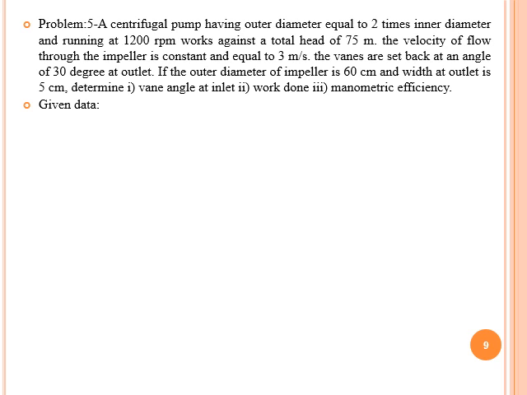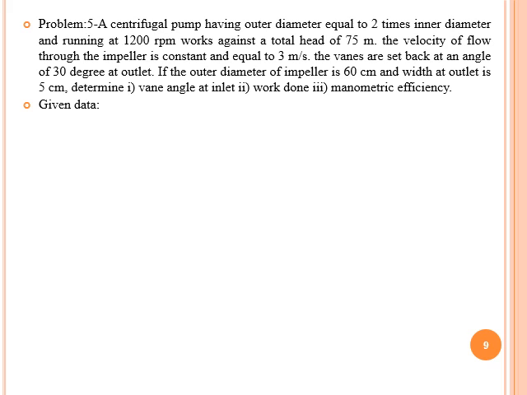The velocity of the flow through the impeller is constant and equals to 3 meter per second. That means Vf1 is equals to Vf2 is equals to 3 meter per second. The velocity of the flow is constant from the inlet to the exit. The vanes are set back at an angle of 30 degree at outlet. That means beta 2 angle is 30 degree.